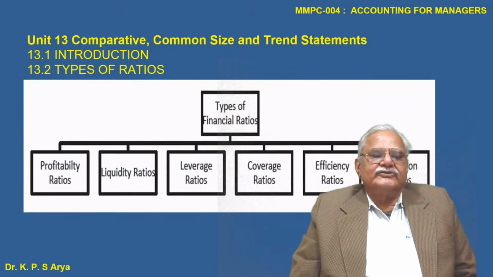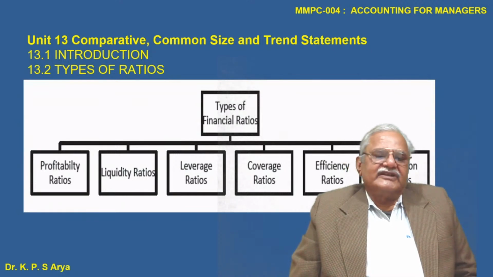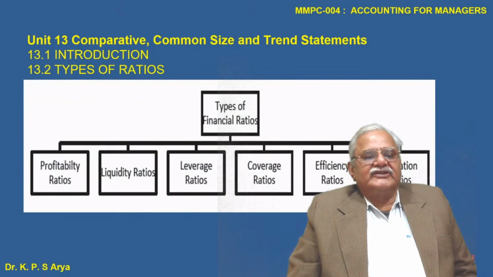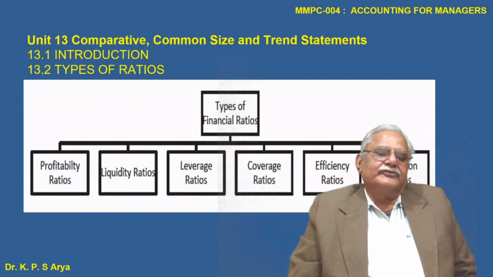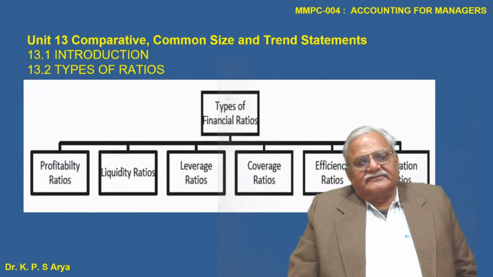Then liquidity ratios are the ratios by which we can ascertain whether the company is liquid or not. Current asset divided by current liability: this is the current ratio. And liquid ratio, the quick ratio: quick asset divided by current liability. By this, if the ratio is more than 1, it means the company is liquid. It can pay off its liability by its current asset.